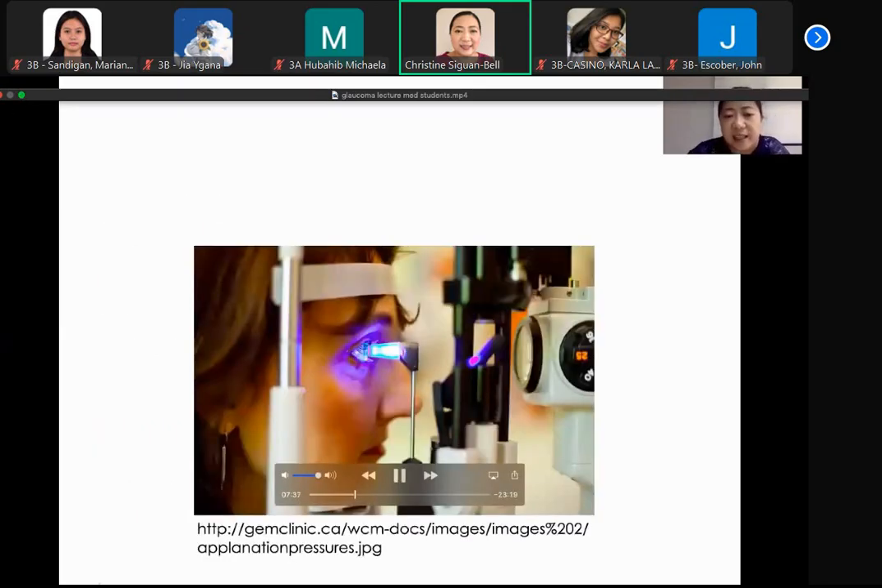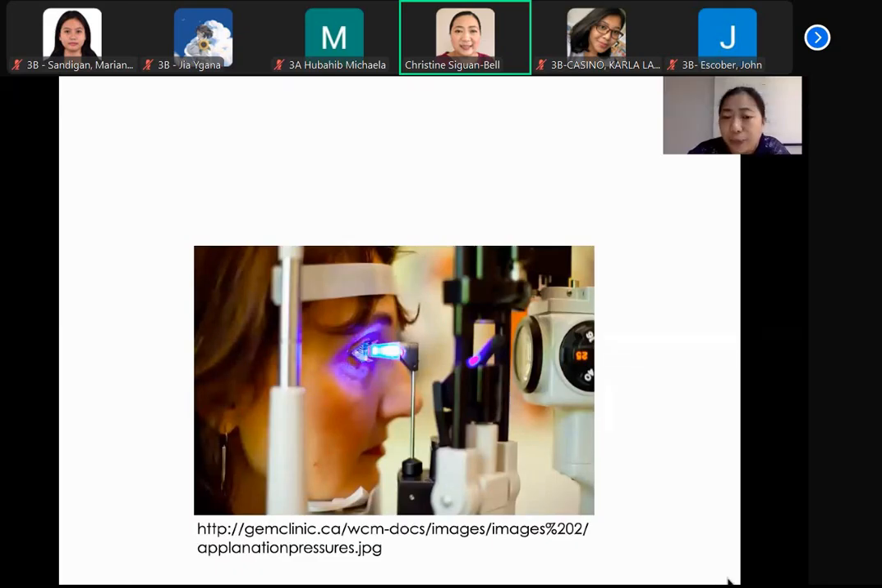So this is a Goldmann applanation tonometer. The one with the bright blue light is the Goldmann applanation tonometer. It is again attached to the slit lamp.